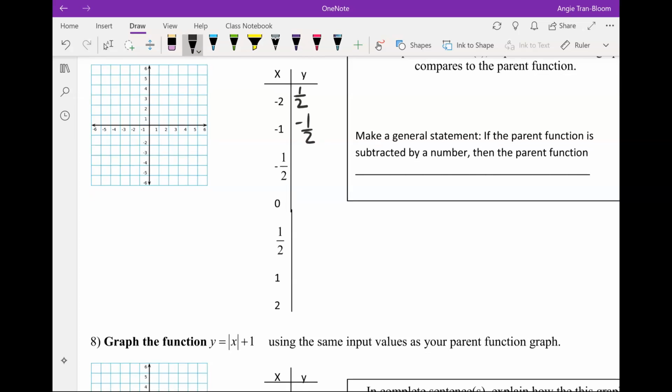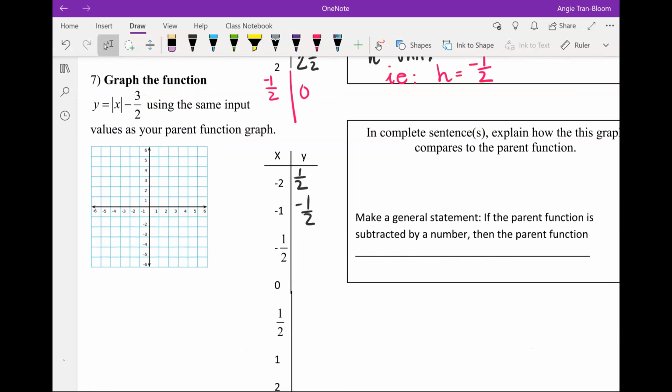Next, Alyssa, third output, please. 1. Do you guys agree? No? What is it? How did you get it? No, remember, the negative half is your input, right? What's the absolute value of negative half? Right, so now then you take away 1.5. So that's how you get a negative 1.